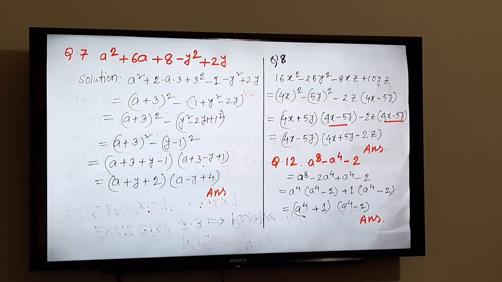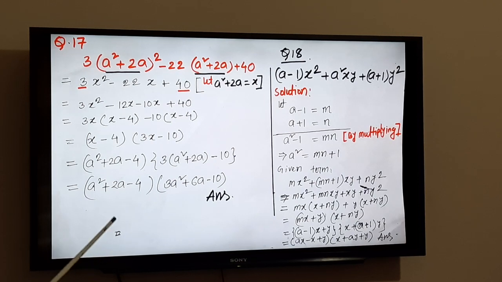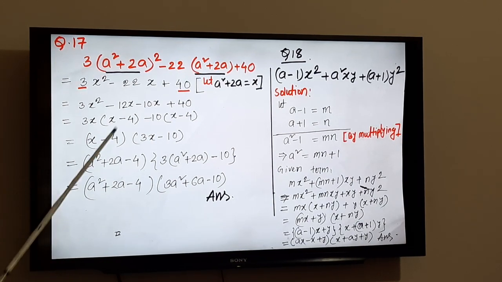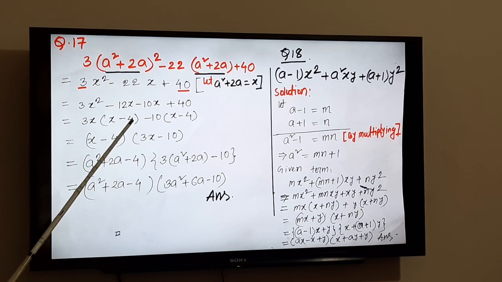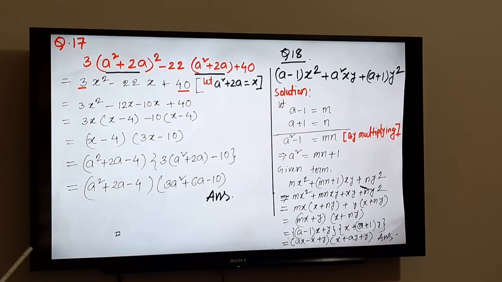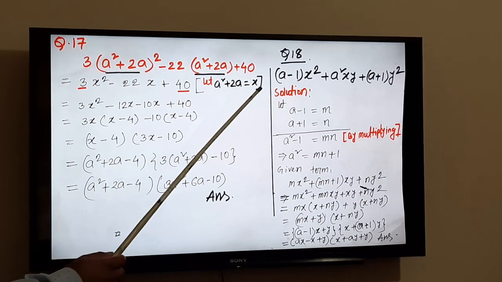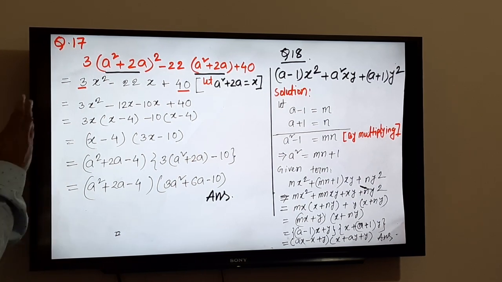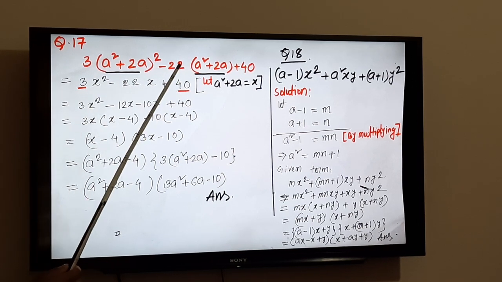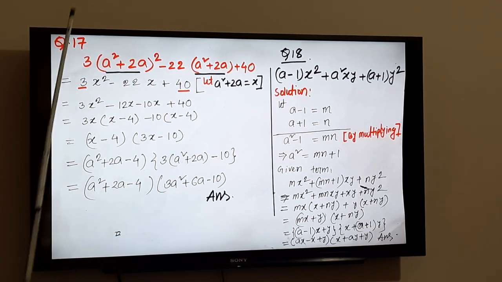Now, very important question, question number 17. At first you observe the expression a² + 2a, a² + 2a are equal, and we can replace this term by x. Then the given expression is 3x² − 22x + 40 = 0.